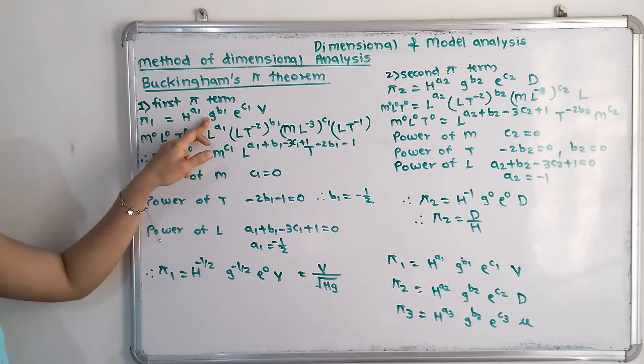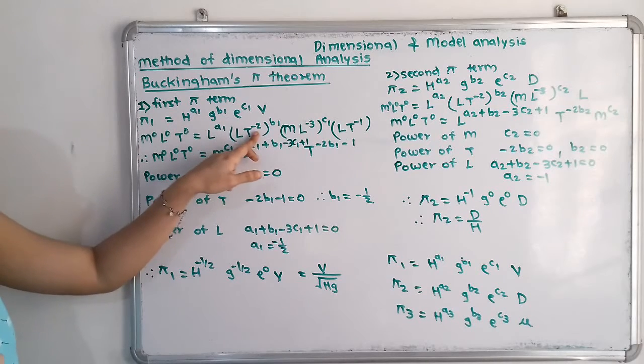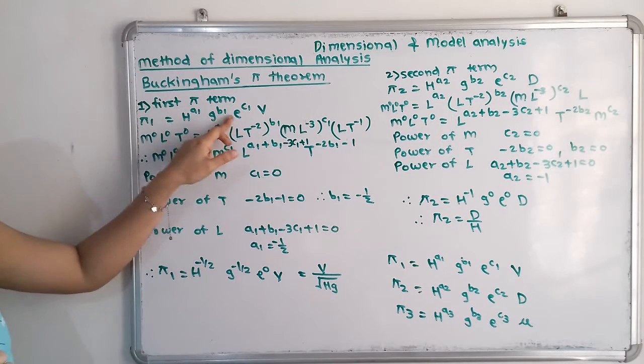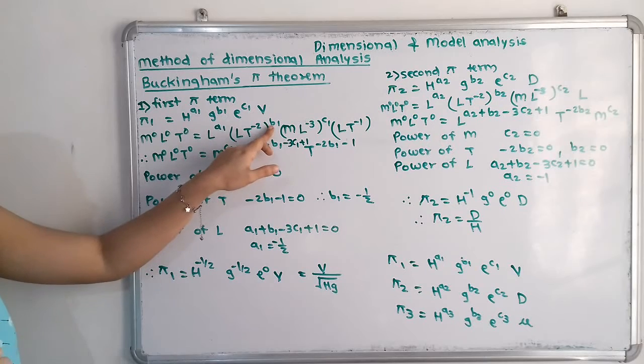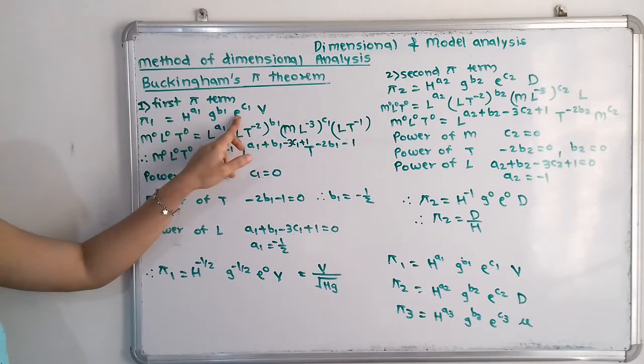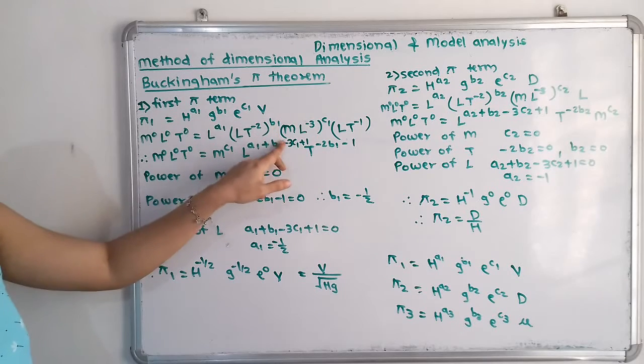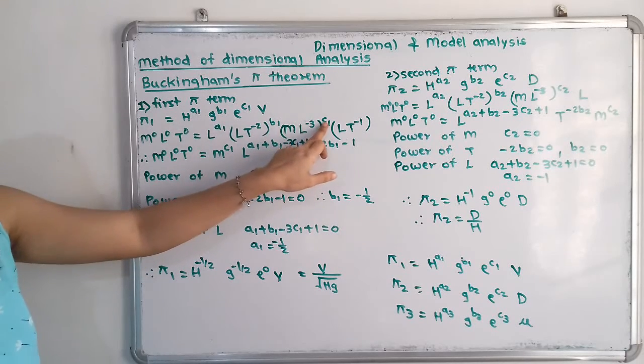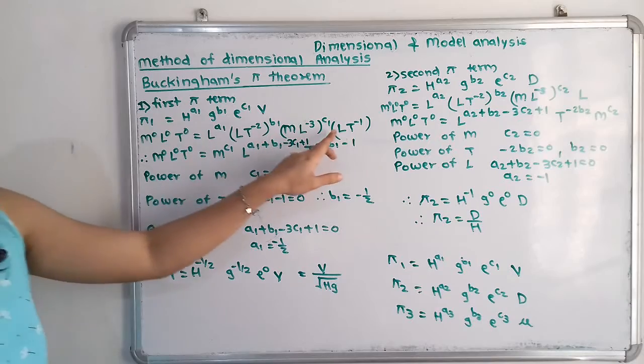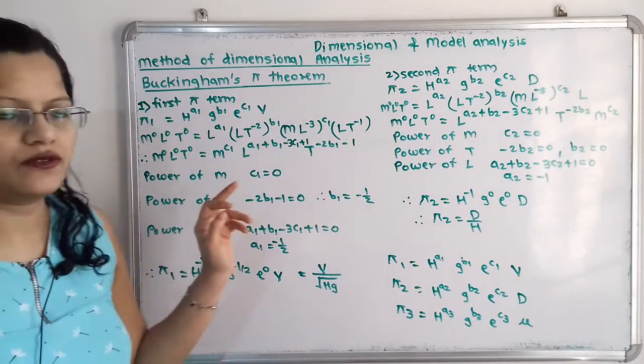Then g, that means L into T raised to minus 2. And what is the power? b1. So we make a bracket raised to b1, multiplied by rho, that means M L raised to minus 3. We take a bracket and give the power c1. And what is v? That is L into T raised to minus 1.